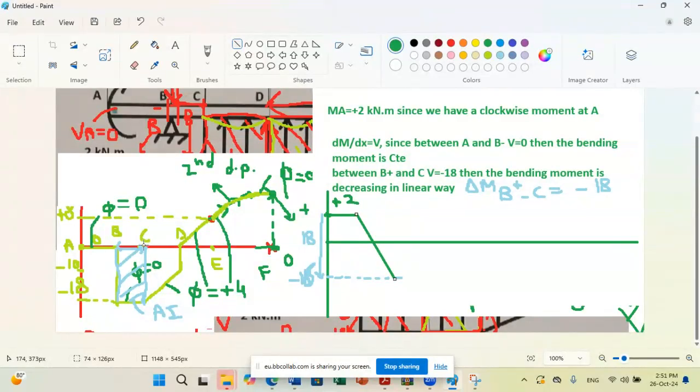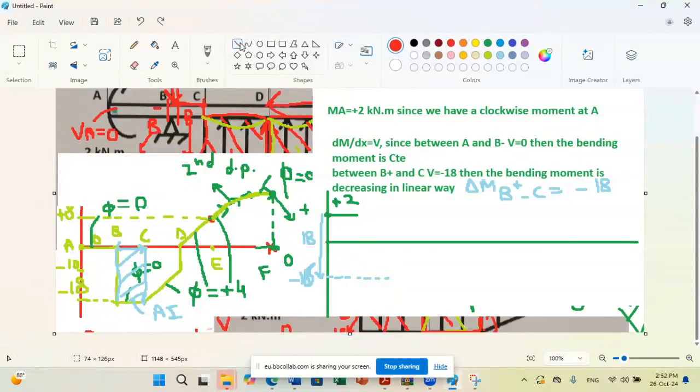Now from C to D, what is happening? From C to D, my shear is linear. When my shear is linear, my moment is what? We said, is it parabolic? Second degree. Very good. It's parabolic. So now the moment will be parabolic. And to draw the variation of the moment, I just need to represent the variation of slope. Okay?